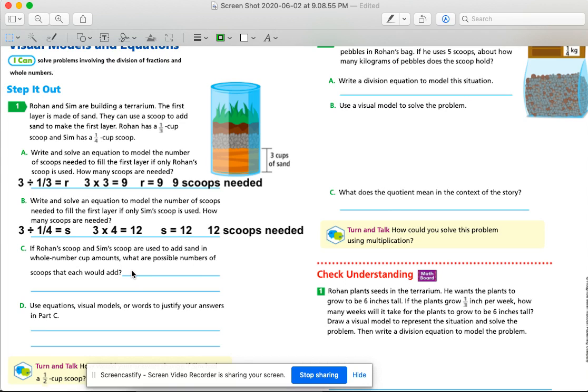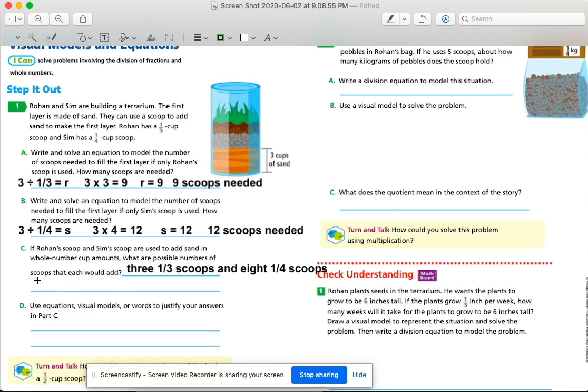So if I use 3 1/3 scoops, then that would give me 1 whole cup. I still have 2 more cups. Let's say I used Sim's amount of 1/4 cups. Then for 1/4 cups, I would need 4 1/4 scoops to make 1 cup, and an additional 4 to make a second cup. So 4 plus 4, I would also need 8 1/4 scoops. Okay, that's one way.